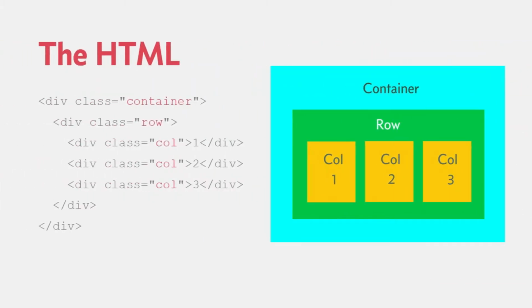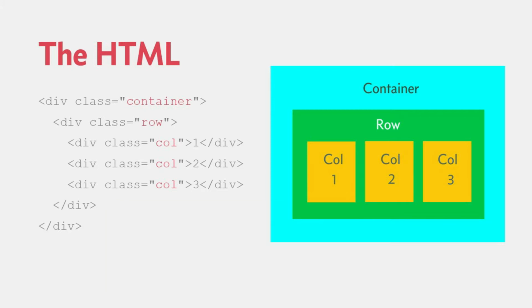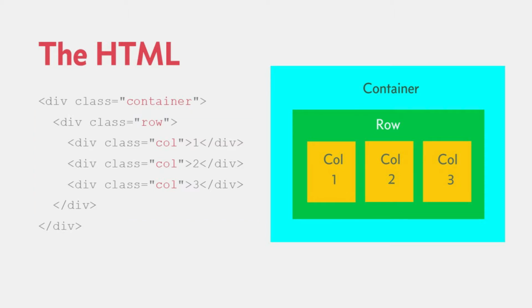Here's another example of a container with one row and three columns within it. The HTML for this structure would be first a div for the container, which wraps everything, then a div for the row, which wraps all the columns, and within that row, three columns of equal width, which in this case would be Bootstrap's .col class. And your Bootstrap grid is going to be basically a repetition of this structure in various different forms throughout your website.